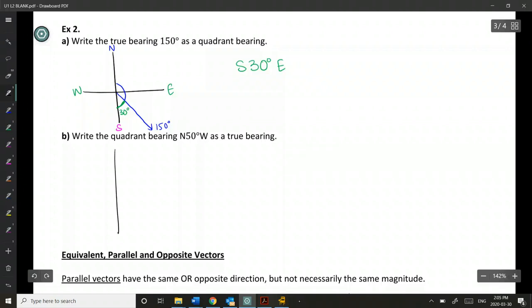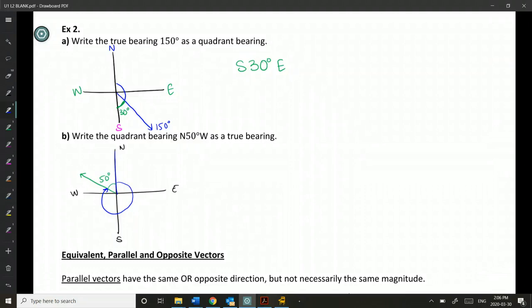Okay, and then same kind of idea here. So if we're going from quadrant bearing to true bearing, we'll draw out a picture here. This will be 50 degrees here. And then for true bearing, we're always starting from the north line and rotating this way. So a way that we can figure this out is if I know a full rotation is 360, this will be 360 minus 50 to get this remaining blue slice here. So that should be 310 degrees because it needs to equal out a full rotation of 360 there.